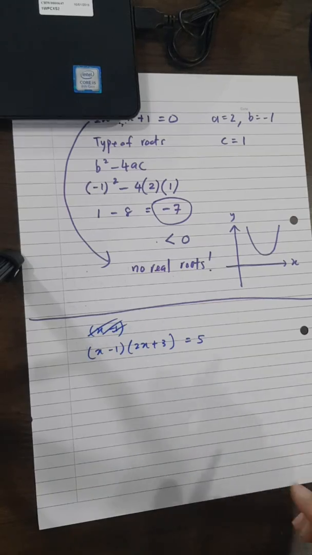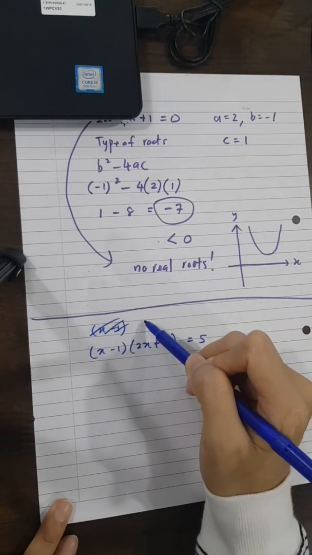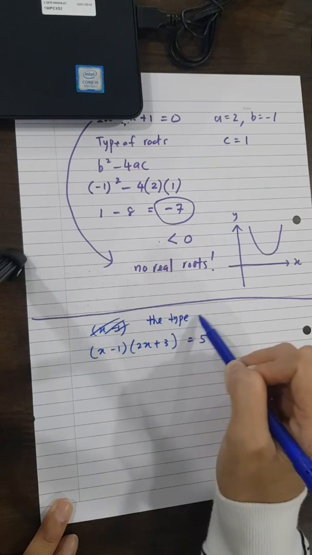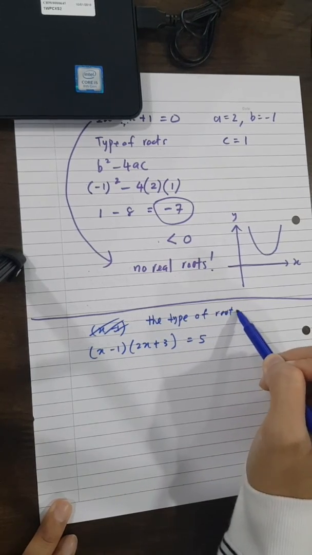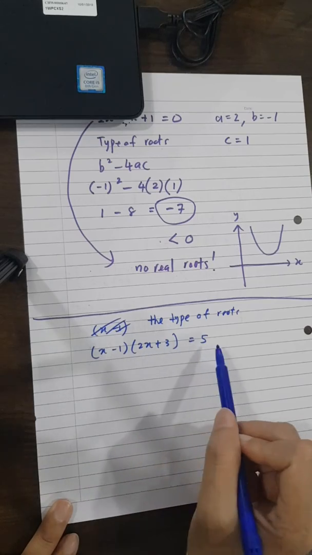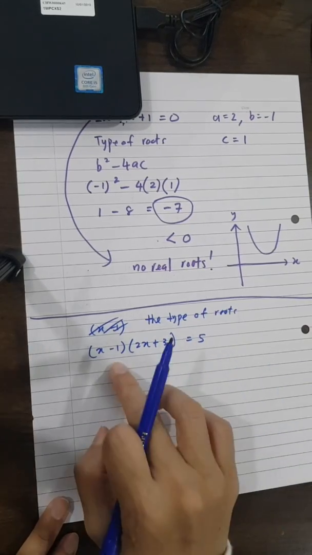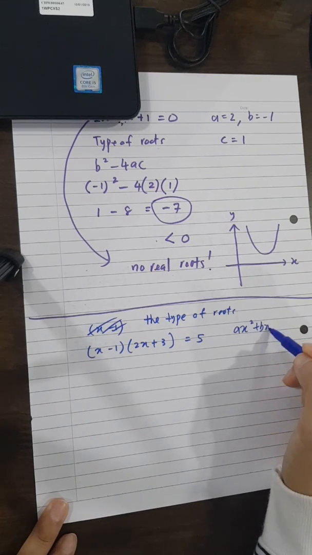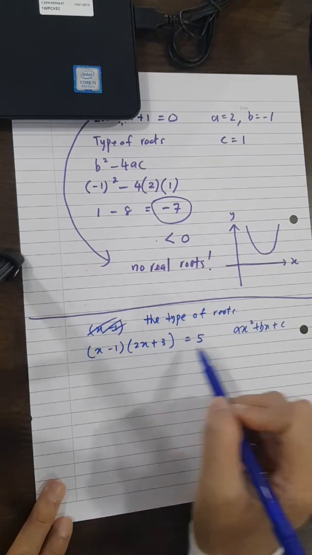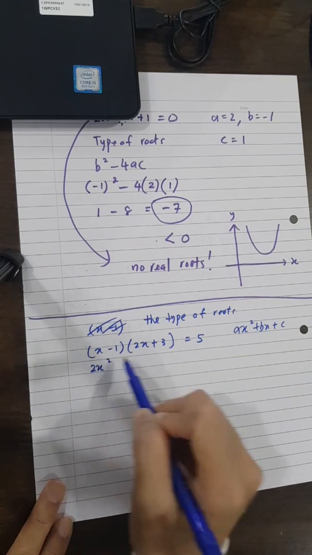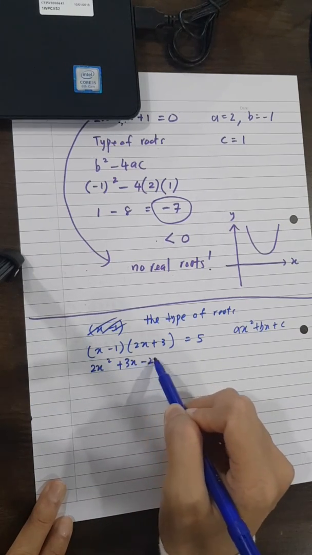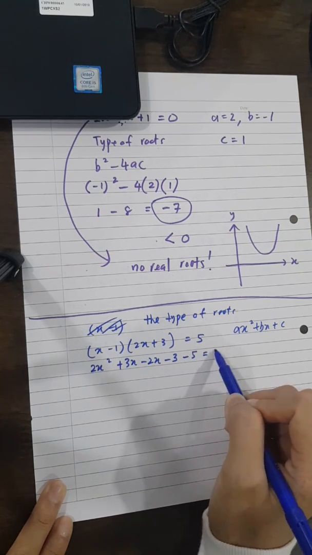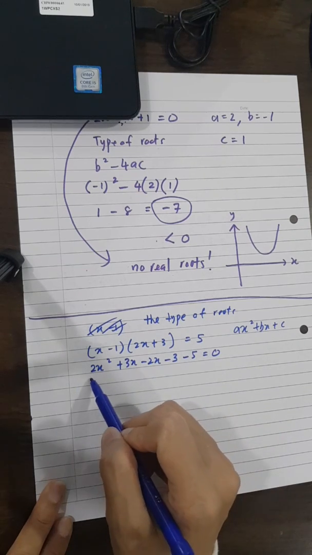Okay, let's say you have this. Then the question says calculate or find the type of root. What do you have to do? If you notice your quadratic equation is not in standard form, you have to expand and make it in the form of ax squared plus bx plus c. So you have to expand first. So you have 2x squared plus 3x minus 2x minus 3. This is 5. This must be equal to 0. So bring over the 5. You get this. Okay, simplify.